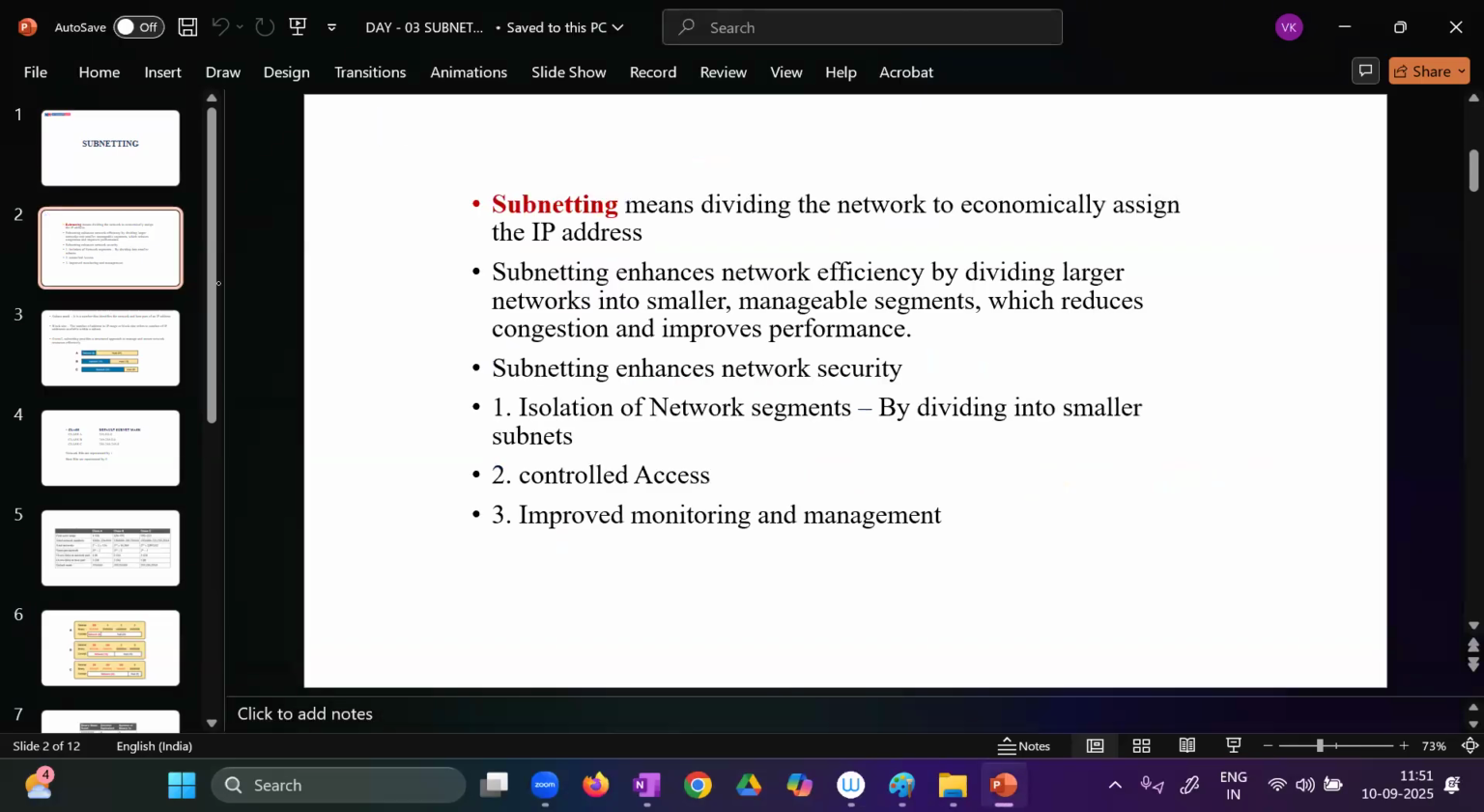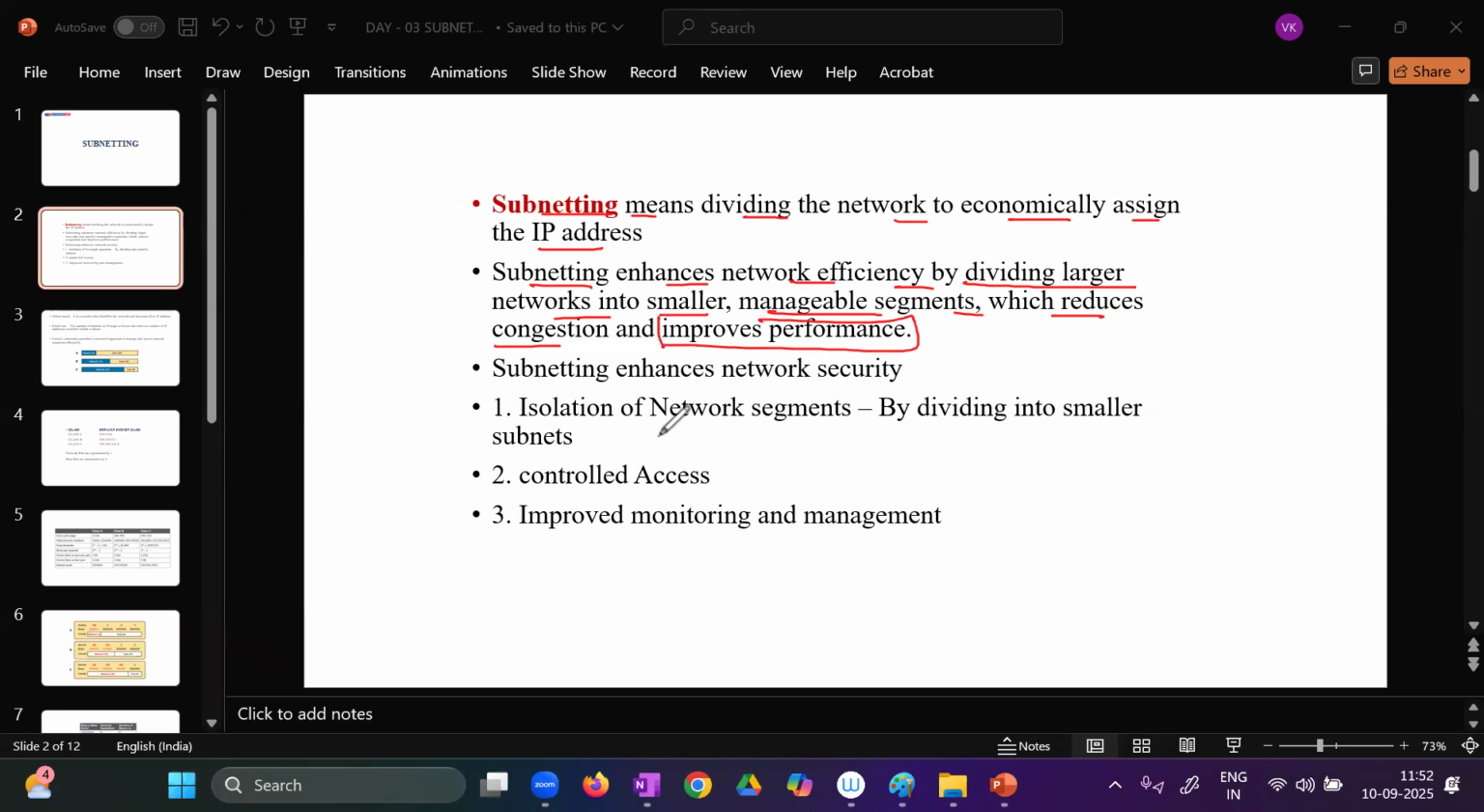Next, see here. What is it in? Subnetting means dividing the network to economically assign the IP addresses. Subnetting enhances the network efficiency by dividing the larger network into smaller and more manageable segments, which reduces the congestion and improves what? Performance.